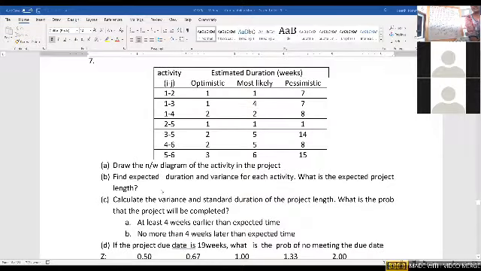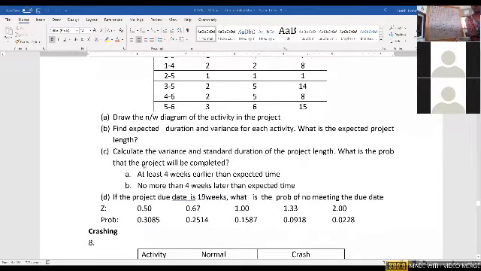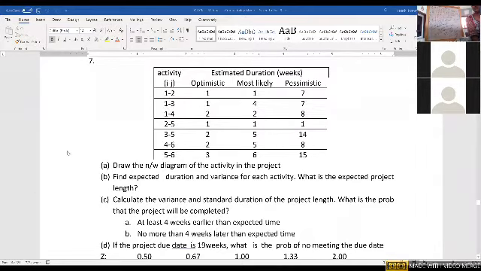In the same way, they're giving us the network and asking us to draw the network diagram of the project, find the expected duration and variance of each activity, and calculate the variance and standard deviation of the project length. Here the project length is nothing but the critical path, girls, in our common terminology. They also ask what is the probability that the project will be completed at least 4 weeks earlier and no more than 4 weeks. And if the project due date is 19 weeks, what is the probability of not meeting the due date? The tables are also given to you. So we will solve this question as well.